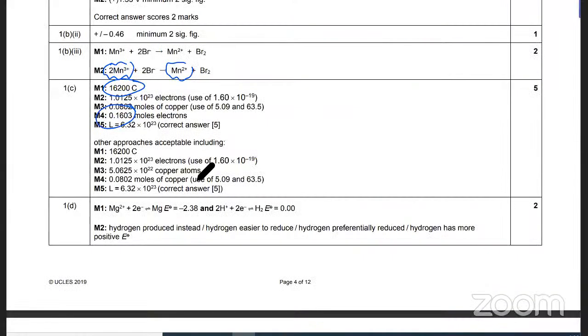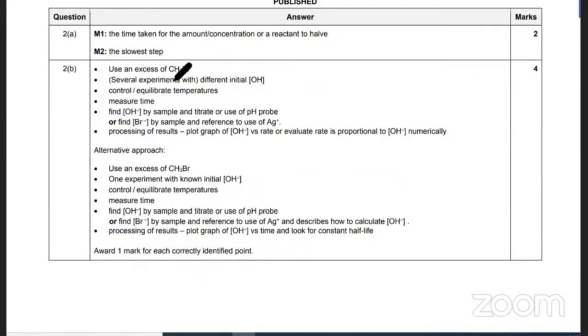Let's quickly see the working scheme as well. Use an excess of CSTBr, so they're very specific. Excess of CSTBr. We did this one. We did one experiment with known initial concentration of OH and controlled the temperature and measured the time. Find OH ion concentration. You can either titrate it, which is going to take a much longer time, because there's OH ion, so you can titrate a sample by any acid and you'll figure out the concentration of OH ion, but the pH probe would be much quicker. And you plot a graph of OH versus time and look for constant half-life. So that is what we did.